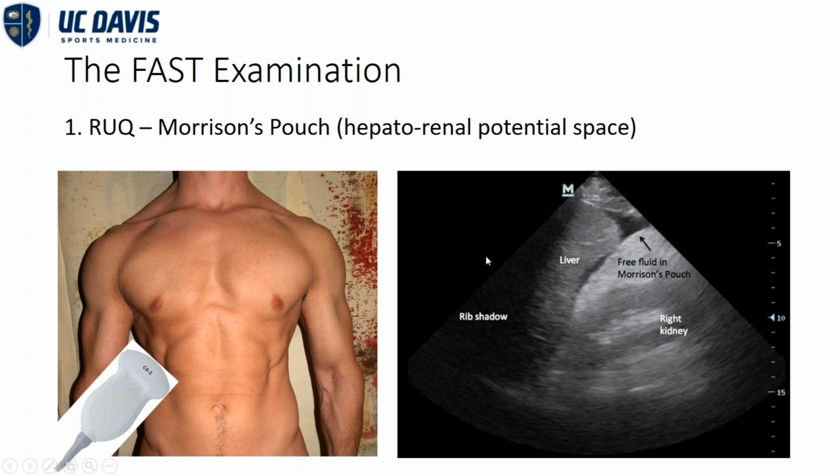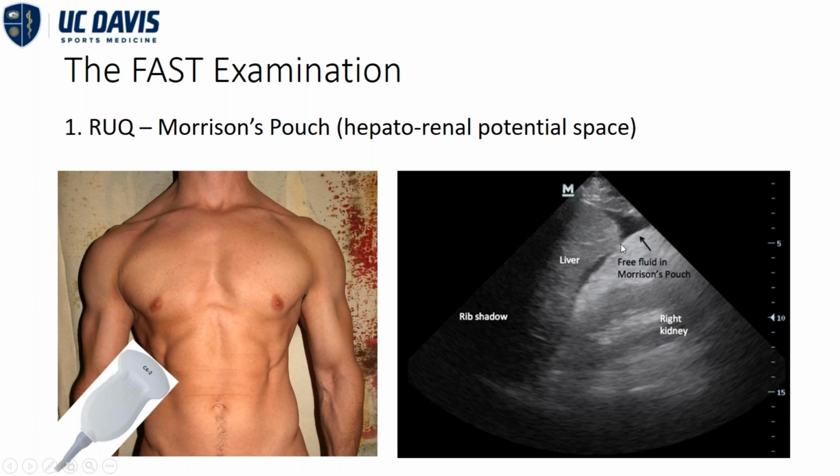There's a potential space in the junction between the right kidney and the liver that is called Morrison's pouch. Now, in normal, healthy humans who do not have free fluid in their abdomen, there is no fluid in Morrison's pouch. You just have immediate juxtaposition of the parenchyma of the right kidney with the inferior portion of the liver, and you have no black fluid. So for the FAST examination, the goal is to be looking for black.